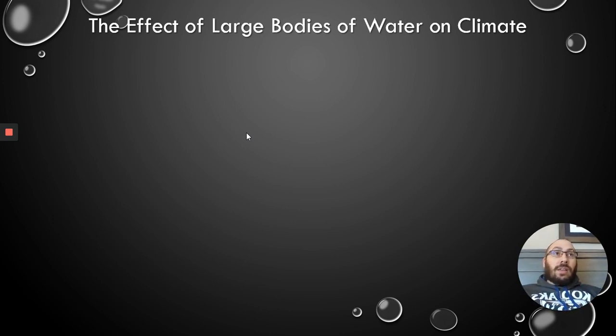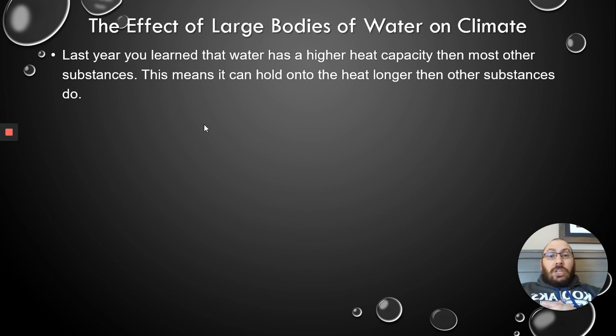It's an island on the ocean, very close to land, but still it's an island on its own. Whereas out here, Lethbridge, it's kind of landlocked, kind of like Airdrie. Sure, there's lakes and ponds and things around, but it's not a huge, large water body. And we're going to be doing a little bit of rewinding, going back to grade 7 here. So last year you learned that water has a higher heat capacity than most other substances.